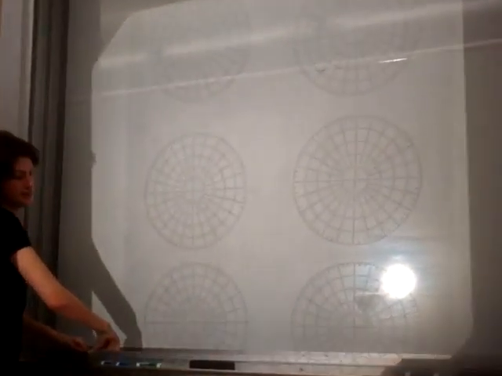Okay, now to graph the cardioids. Just stand next to it. This is right on top. Okay.